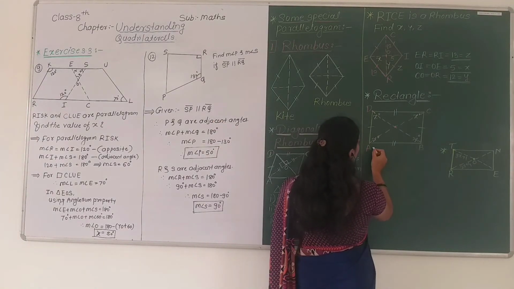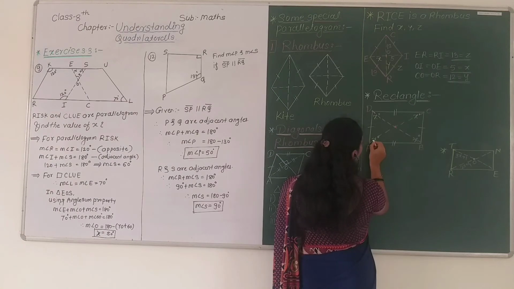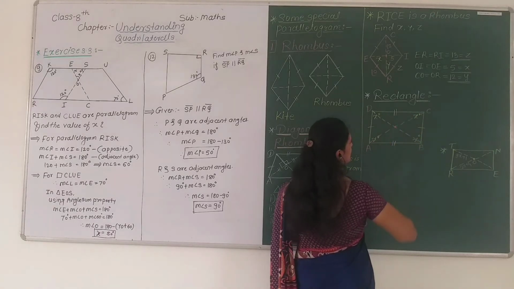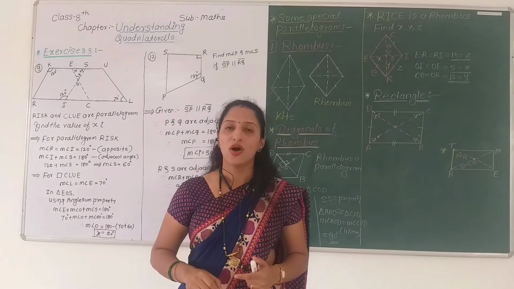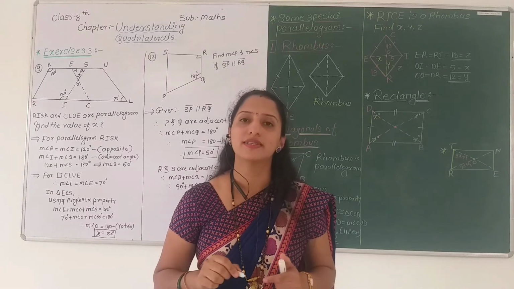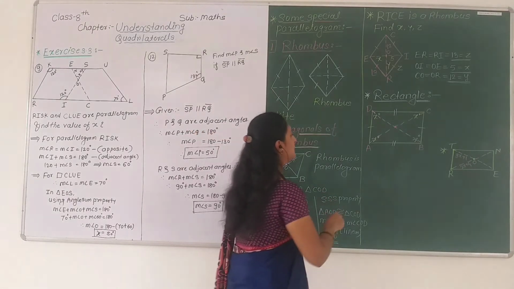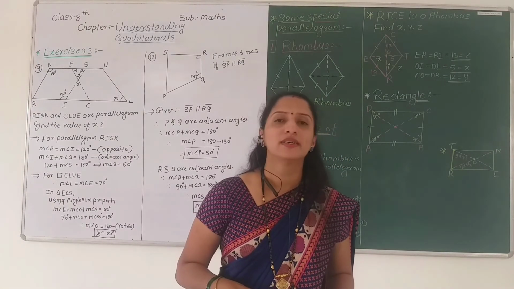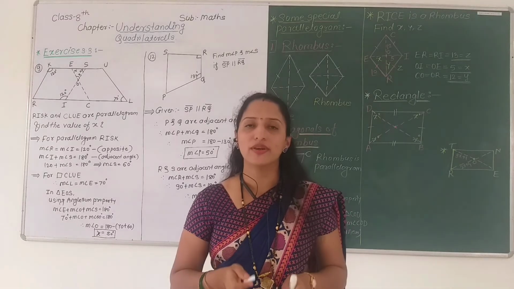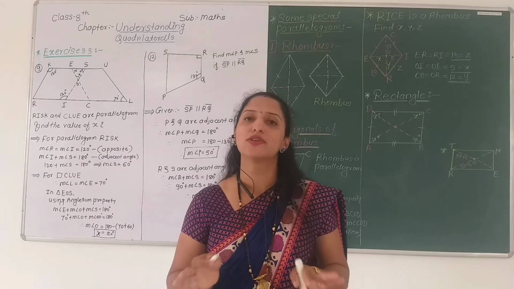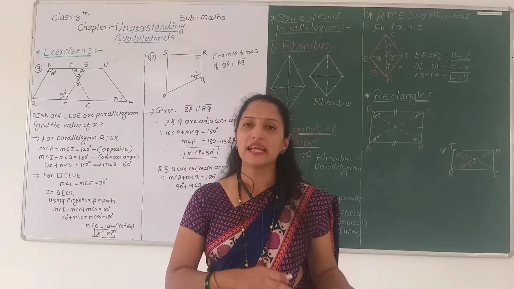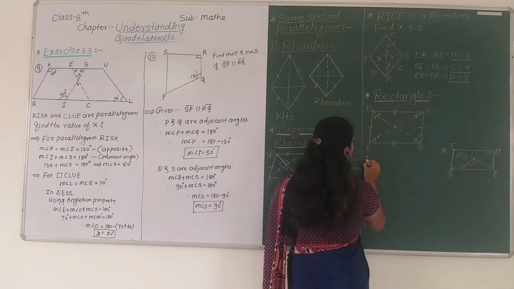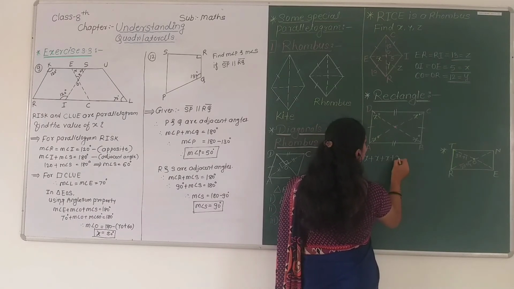Now look at this. All the angles of this rectangle are x degrees, x degrees, x degrees, x degrees. That means they are all the same. All the angles of a rectangle are the same. So what is the degree of every angle? Since it is a quadrilateral, and all of you know that the sum of the measures of all angles of a quadrilateral is 360 degrees, the angle sum property of a quadrilateral, we can write 4 times x, that is x plus x plus x plus x.